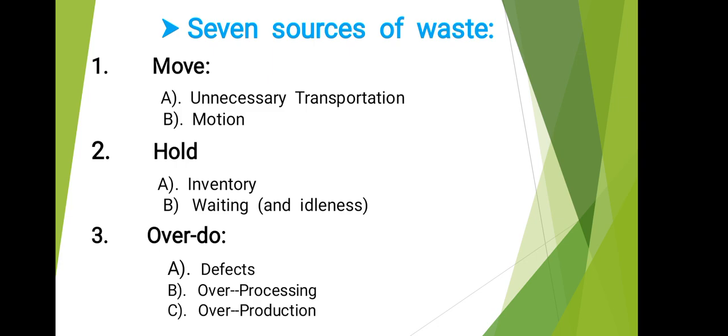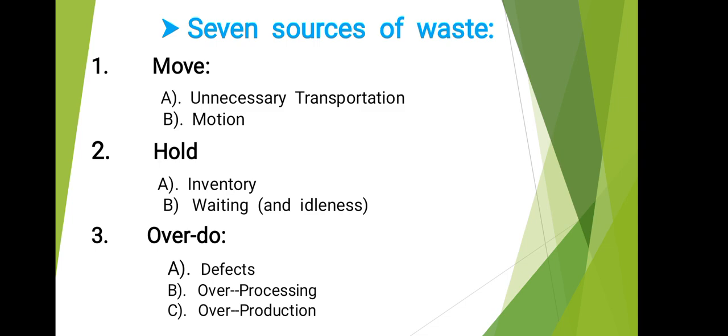Now, there are seven sources of waste: unnecessary transportation, motion, inventory, waiting, defects, overprocessing, and overproduction. Inventory is basically our reserves, where we keep materials for the production of a specified product. For example, if we do not have any leather available in our inventory, there won't be any leather-related product prepared by the industry. So this is the inventory, and we have to take these things into consideration.